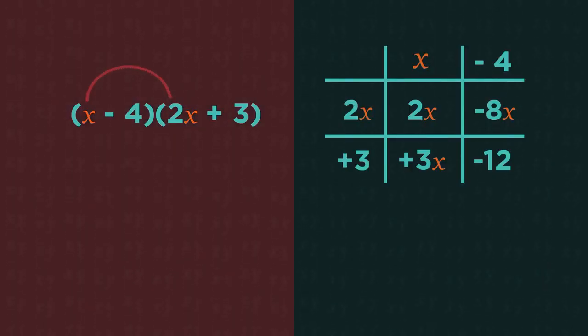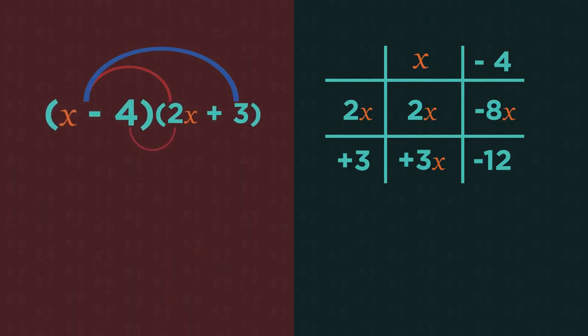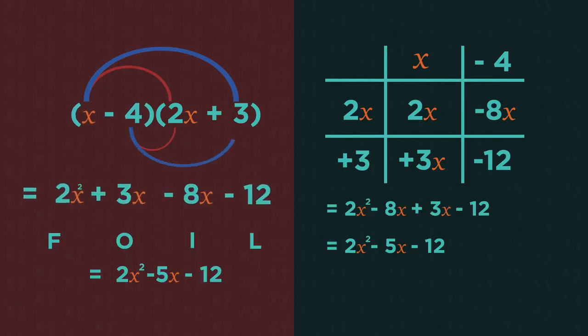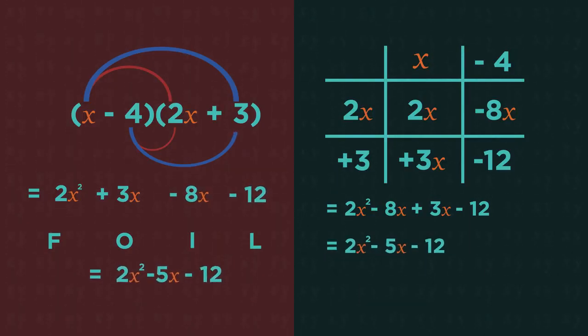So there we have expanding double brackets and even triple brackets. We just need to remember to multiply everything in the second bracket by everything in the first bracket so that we end up with four terms. And then we simplify it. In this video, I showed you two different methods, so you choose which one you prefer.